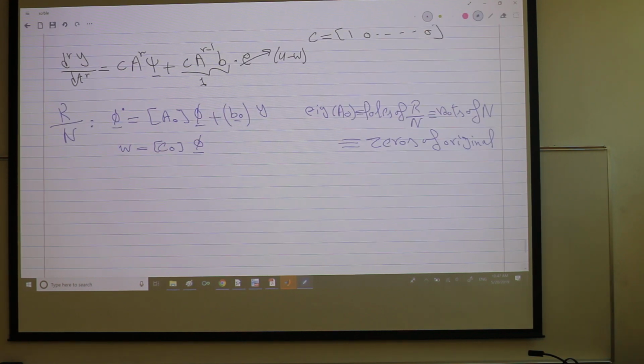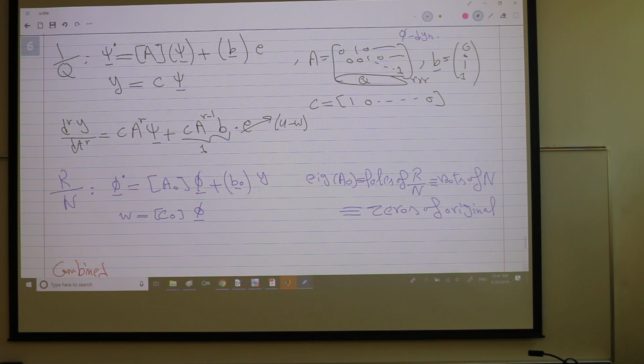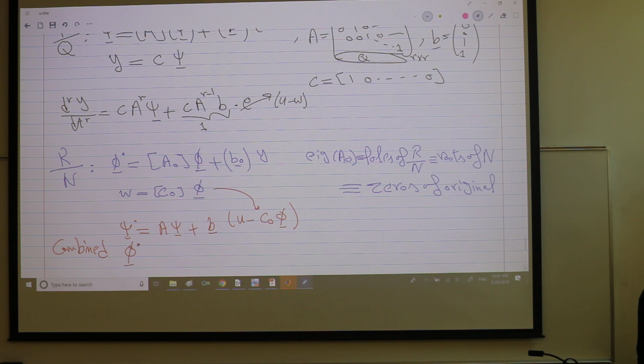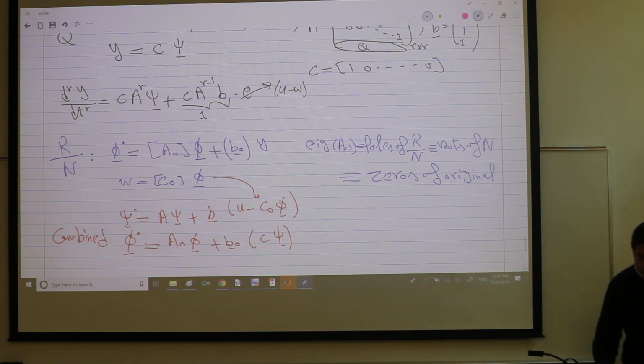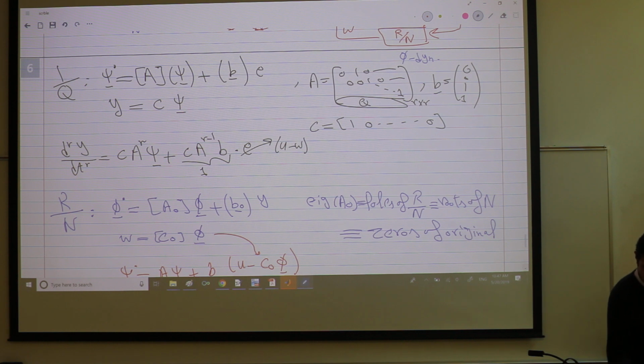So let's write down the combined system. We have epsilon dot is A epsilon plus B times E, which is U minus W. W is C naught phi. The phi dynamics is A naught phi plus B naught times Y, and Y is C epsilon. So this is a state space between phi and epsilon. Its output is just Y, which is C times epsilon.